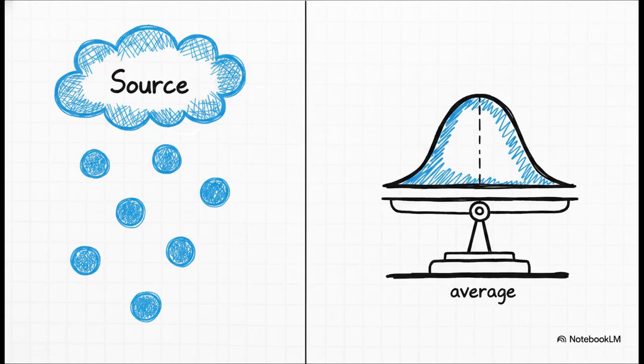First, your data has to be IID, which is just a fancy way of saying independent and identically distributed. Independent just means one roll of the die doesn't change the next one. Identically distributed means you're always using the same six-sided die, you're not secretly swapping in a 20-sided one. And the second one, oh boy, this is the one that's going to cause all the chaos. The system you're measuring has to have a finite, definable mean in the first place.